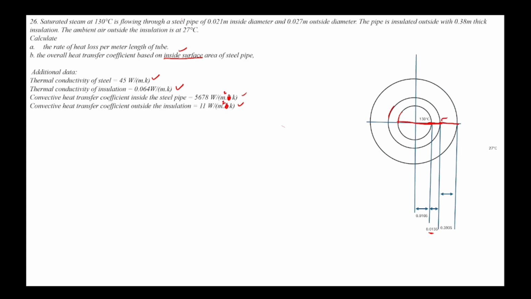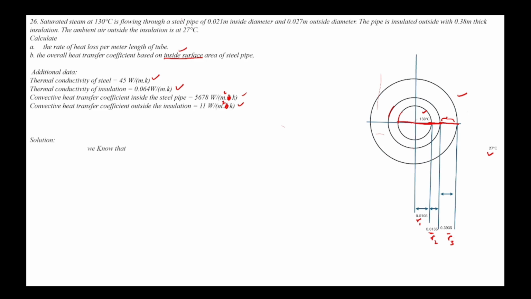Sorry, this is the insulation, so you'll get this value. So this is our R1, this is our R2, and this is our R3. The inside is at 130 degrees Celsius, the outside is at 27 degrees Celsius. When there is a question of a composite cylinder, you have to make this kind of diagram. This will make your question much easier.